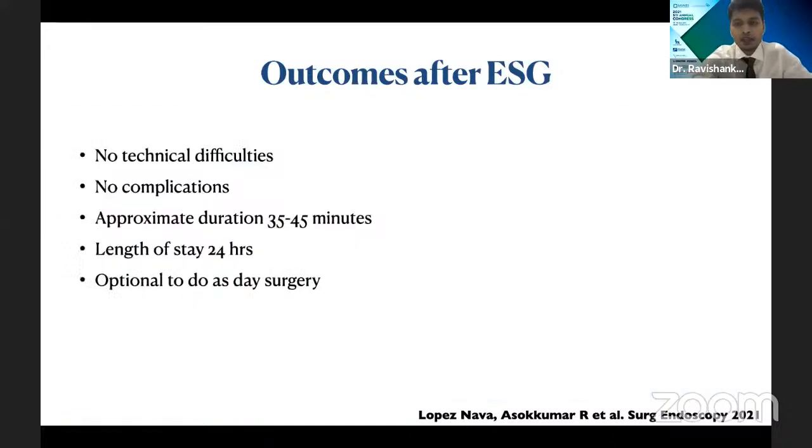In our cohort of patients, we did not encounter any technical difficulties. None of them had any complications. The procedure duration was not longer. It's exactly the same as the primary procedure. Patients can be discharged on the same day or within 24 hours. The medication requirement for both nausea and pain is not excessive. Most of these patients required medications for a week, after which they got back to normal. The recovery is pretty fast. By the third day, most patients experience no symptoms.